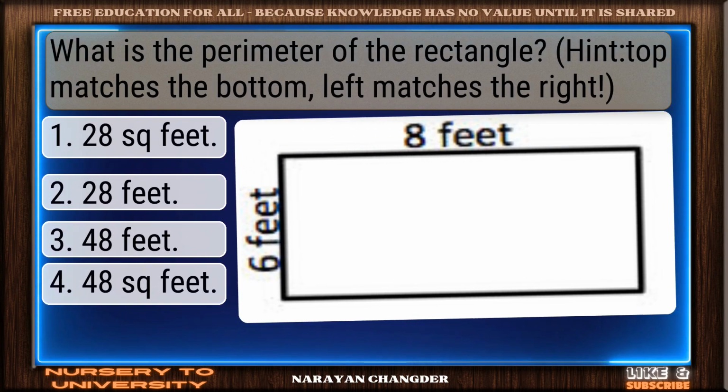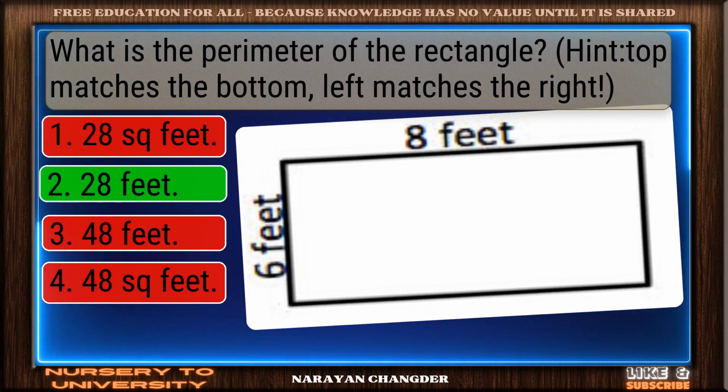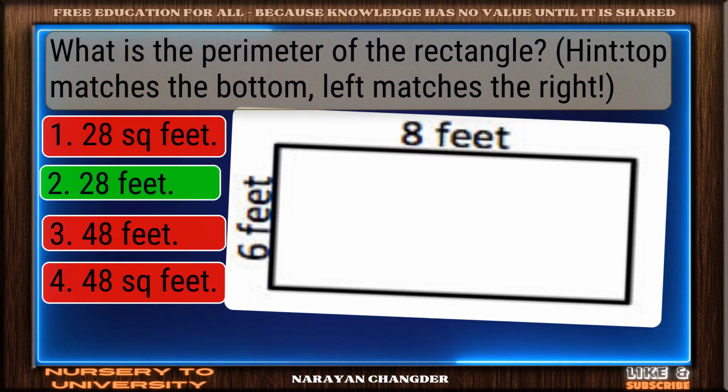What is the perimeter of the rectangle? Right again. 28 feet is a valid answer.